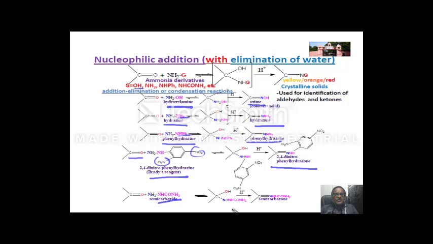So you have a semicarbazide, and this is NH2 attached to NHCONH2, which reminds us of urea. Then this is semicarbazone. All these are colored solids, yellow, orange, or red, crystalline solids, and these are used for identification of aldehydes and ketones.